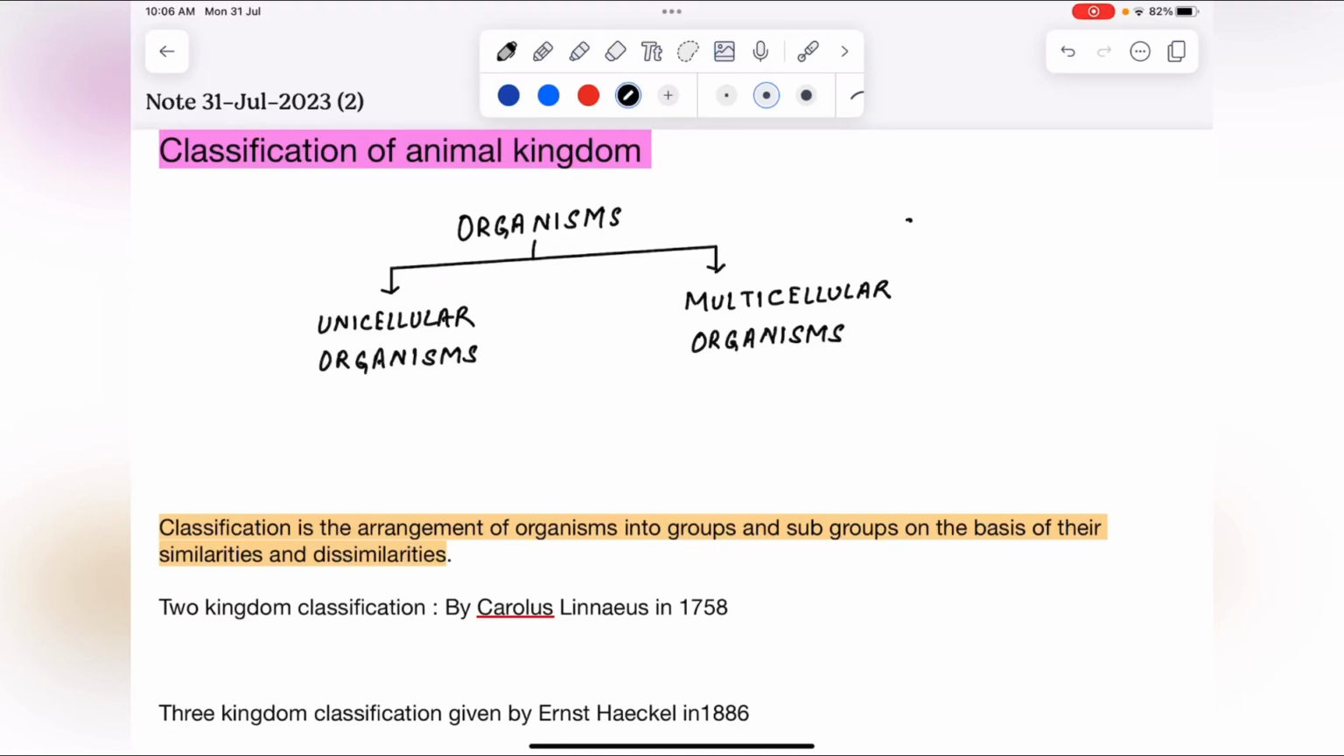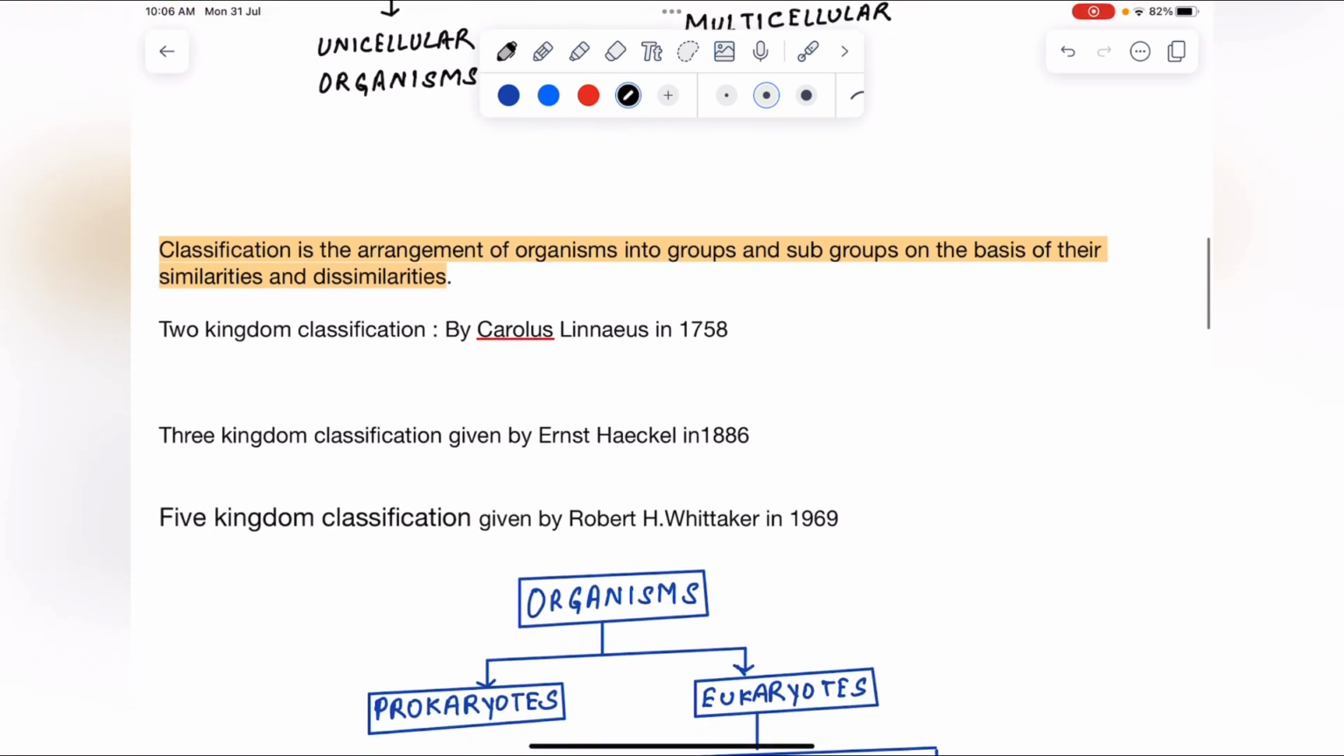Today I am going to discuss classification of the animal kingdom. Before that, we will know what classification is. Classification is the arrangement of organisms into groups and subgroups on the basis of their similarities and dissimilarities.